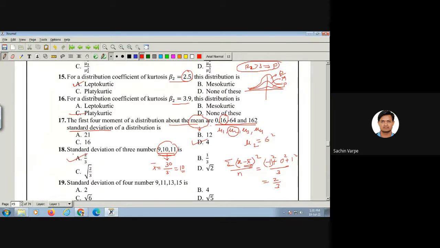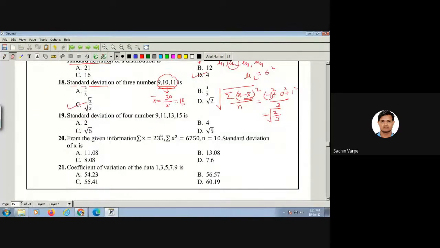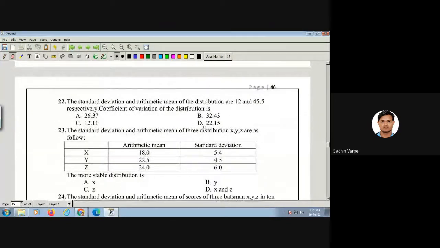So actually, standard deviation they have asked. So that is square root of 2 by 3. Is this okay to everyone? Hello? Yes. So just go through these questions and skip some similar questions.